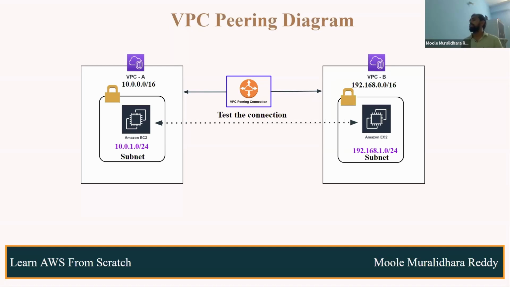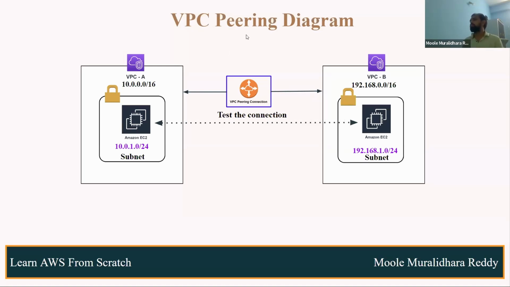Some of the reasons, for example, we have two different dev VPCs. If you want to communicate from one dev VPC's resources to another dev VPC, we will set it up. In case we require prod to dev, depending on the use case, we require the peering connection. Okay, understand that? Peering connection.